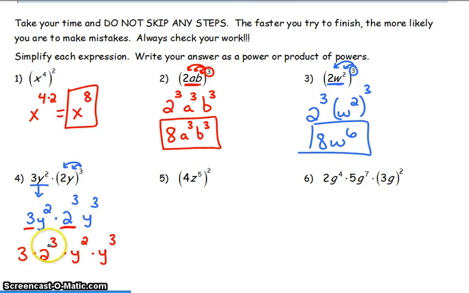2 to the 3rd power is 8. 3 times 8 is 24. Y to the 2nd power times y to the 3rd power. The difference between this problem and the problem up here is that I have the base written twice. It's the same base written twice. That's when we add our exponents. When we have one base, like in number 1, and 2 exponents, we multiply. 2 bases and 2 exponents, we add. So it becomes 24y to the 5th power. Press pause and try number 5, please.